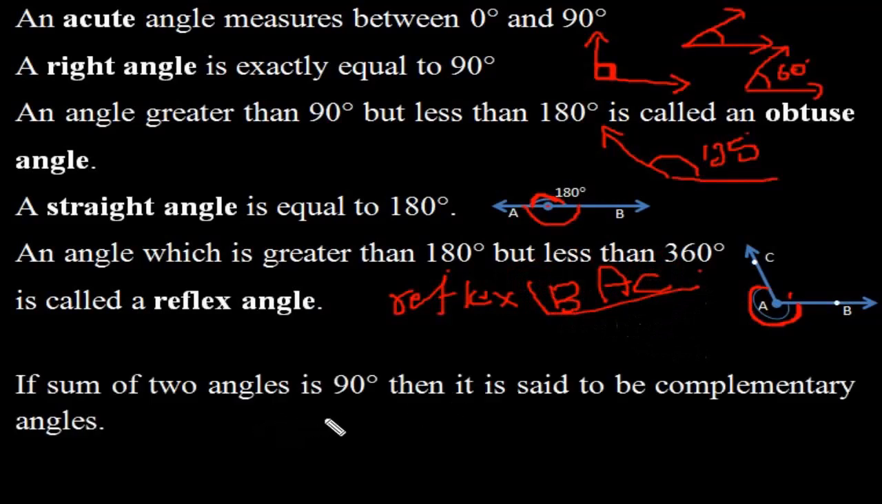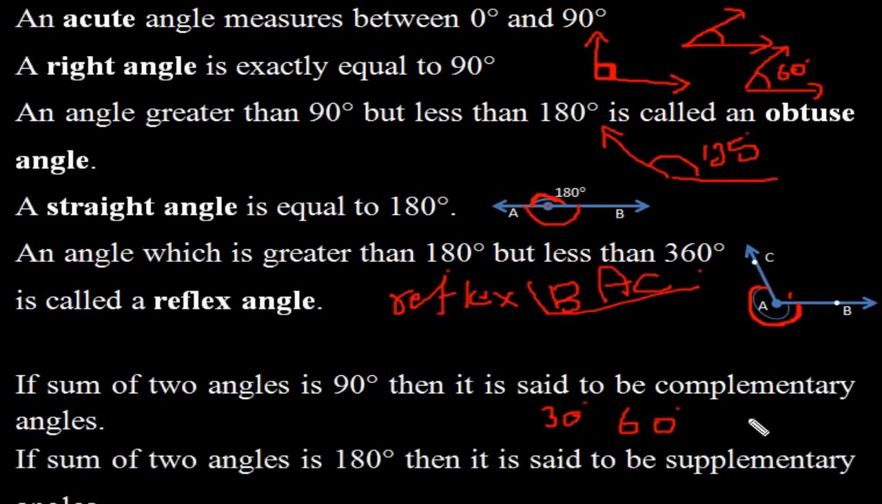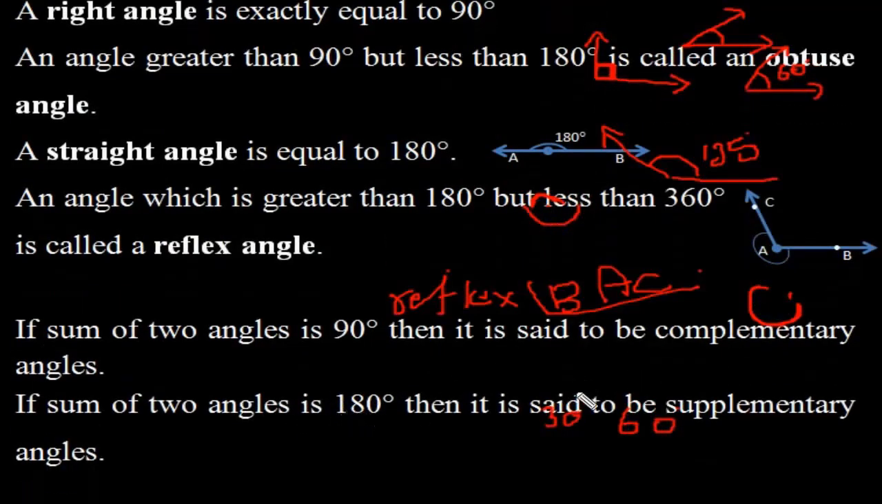If sum of two angles is 90 degree, then it is said to be complementary angles. That is, I have two angles. For example, I am giving two angles, one angle as 30 degree and the other angle as 60 degree. Now what will be the sum of these two? Sum of these two is 90 degree. So we say these two angles are complementary angles. Sum should be 90.